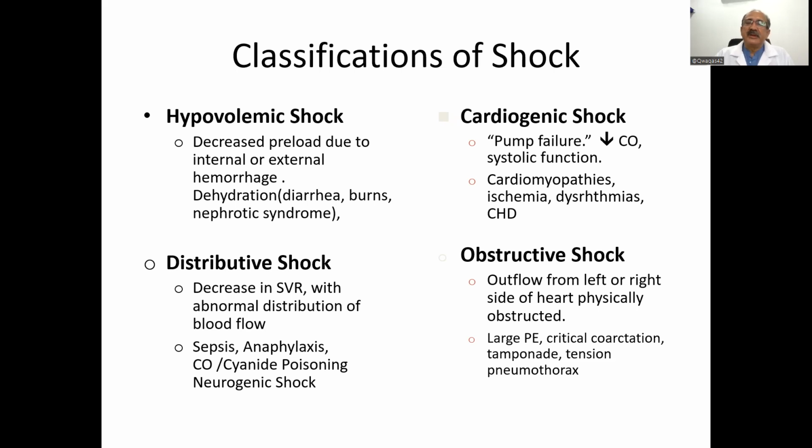Another important one is cardiogenic shock, in which there is basically a pump failure and decreased cardiac output due to systolic dysfunction. Main causes can be cardiomyopathies, ischemia, dysrhythmia, and congenital heart disease. Finally, there is obstructive shock, in which outflow from the heart is physically obstructed. Main examples are large pulmonary embolism, critical coarctation, tamponade, and tension pneumothorax.